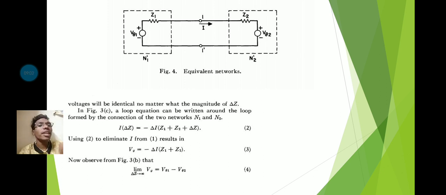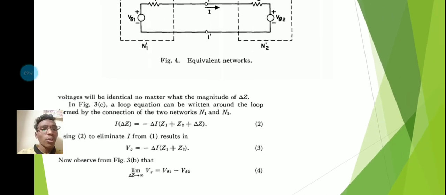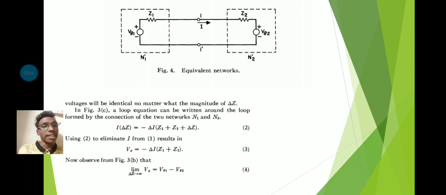This figure is a fourth equivalent network. A loop equation can be written around the loop formed by connection of two networks N1 and N2. Here, I ΔZ equals minus ΔI times Z1 plus Z2 plus ΔZ. It is the second equation. Using the second to eliminate I from the first results in Vq equals minus ΔI times Z1 plus Z2. It is the third equation.